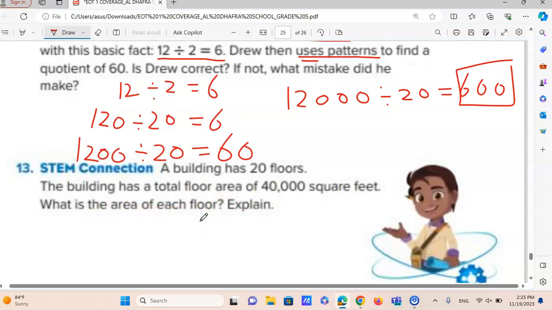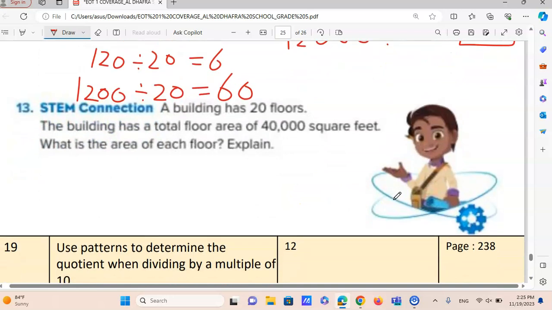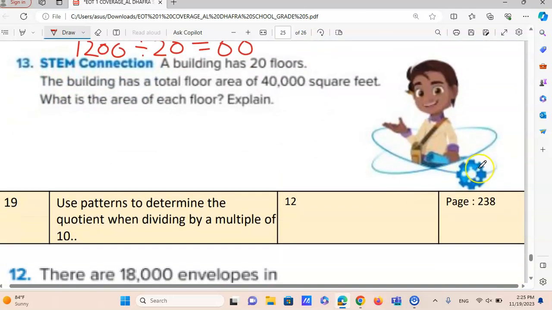Okay, we need to know what is the area of each floor, one floor. But the total of 20 floors together is 40,000 square feet. So you can use long division, you can use patterns, you can use the easier way, okay? The easiest way. Let us do it.